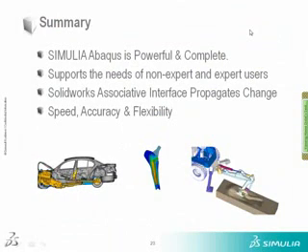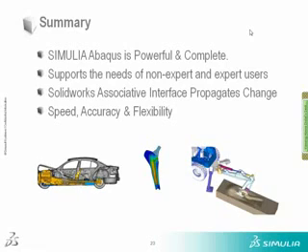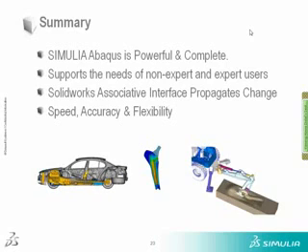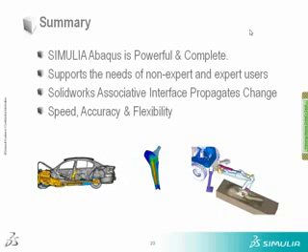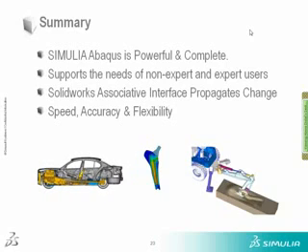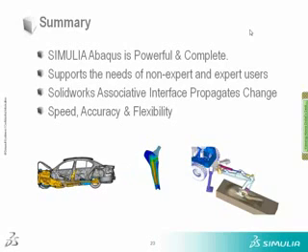To summarize our presentation today, SolidWorks Simulation, Simulia Abaqus, and Simulia Abaqus SolidWorks Associative Interface together is a very powerful and complete solution for sophisticated engineering problems covering a vast spectrum of industrial applications. SolidWorks Simulation and Abaqus FEA can support the needs of both non-expert and expert users across all FEA domains. SolidWorks Associative Interface eliminates rework as geometric changes in SolidWorks propagate with no loss of analysis features to Abaqus. And lastly, speed, accuracy, and flexibility are just three of the many reasons customers choose Simulia Abaqus for their FEA needs.